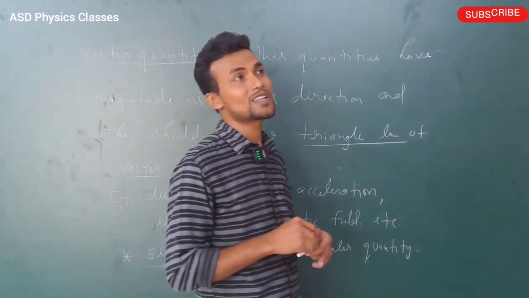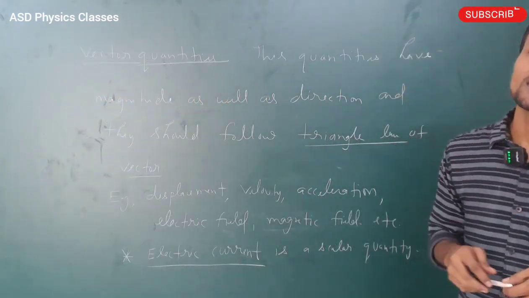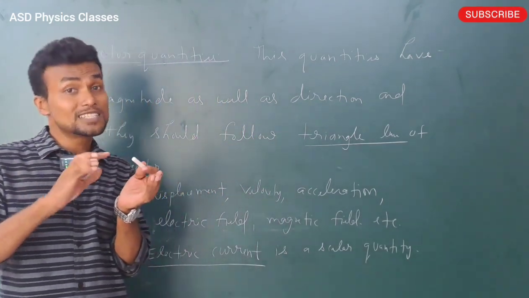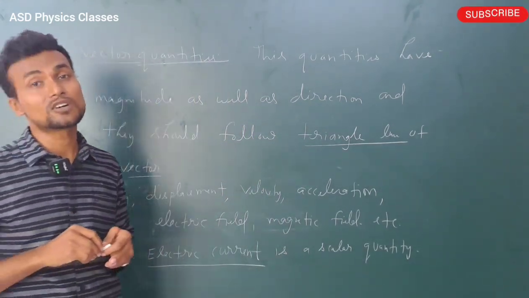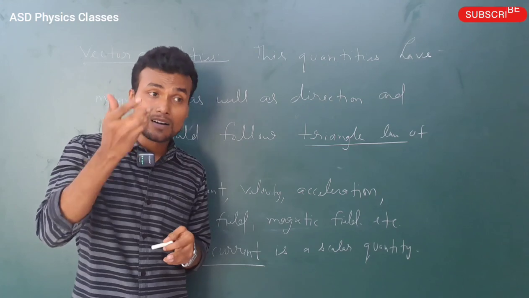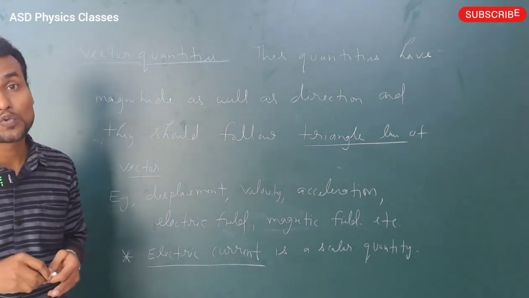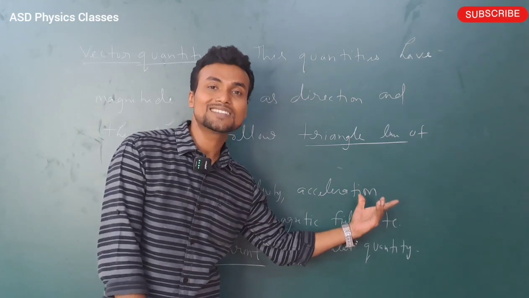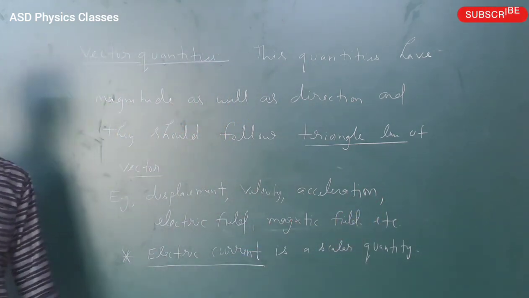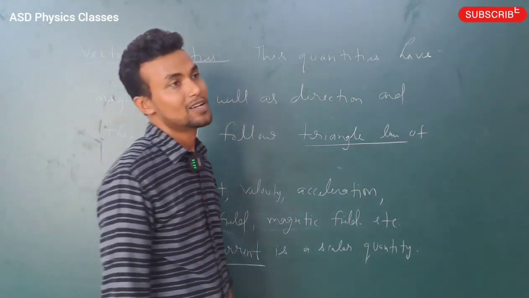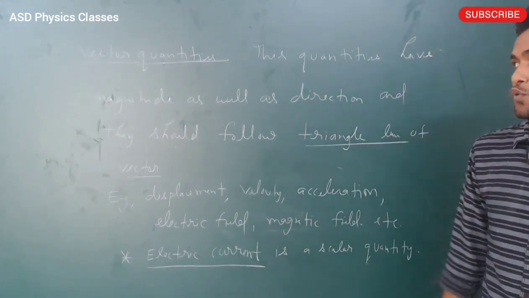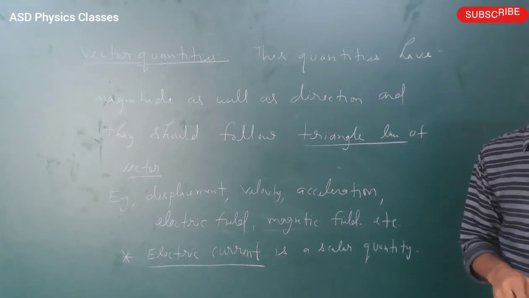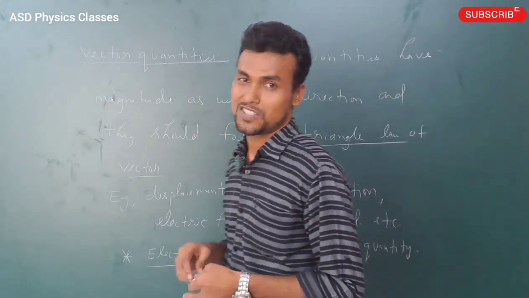Now, as I told, vector quantities can be added, subtracted, multiplied and so on, but the addition of vector quantities is very different from the addition of scalar quantities. That's why we have two methods to do vector addition. One of them is the triangle law of vector addition, and the second one is the parallelogram law of vector addition. Now we are going to learn the triangle law of vector addition, and after that we will solve one or two questions related to it.